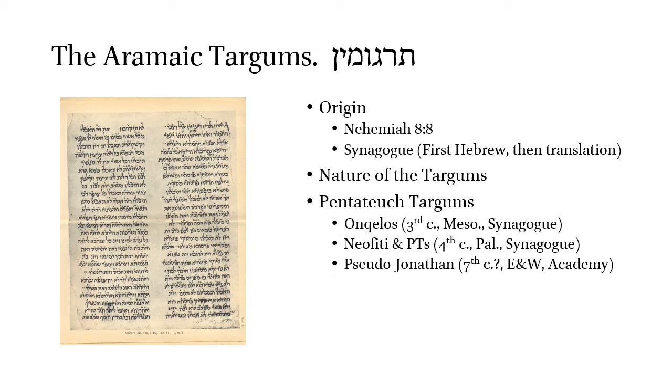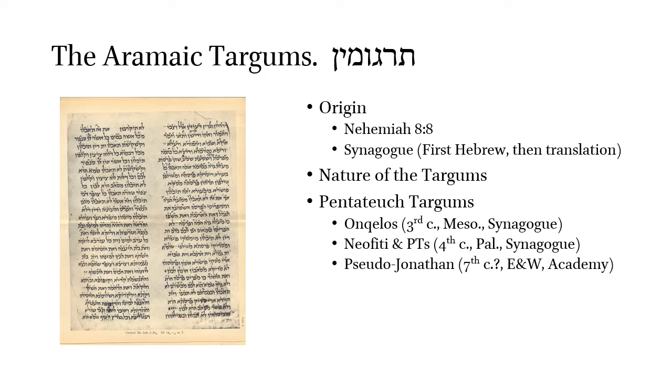The main Pentateuch Targum traditions would be Onkelos, Neophiti, and Pseudo-Jonathan, or Onkelos, the Palestinian Targums, and Targum Pseudo-Jonathan. Onkelos has its origin maybe in the 2nd or 3rd century, and it comes out of Mesopotamia, although you could say it comes from Palestine and Mesopotamia. Some folks feel it had its origin in Palestine. It started in Palestine and then sort of moved to Mesopotamia and grew up there. It has a Babylonian vocalization, you could say, which is different than the Masoretic text, which has a Tiberian vocalization. But Onkelos has its origin in the synagogue, as we said before.